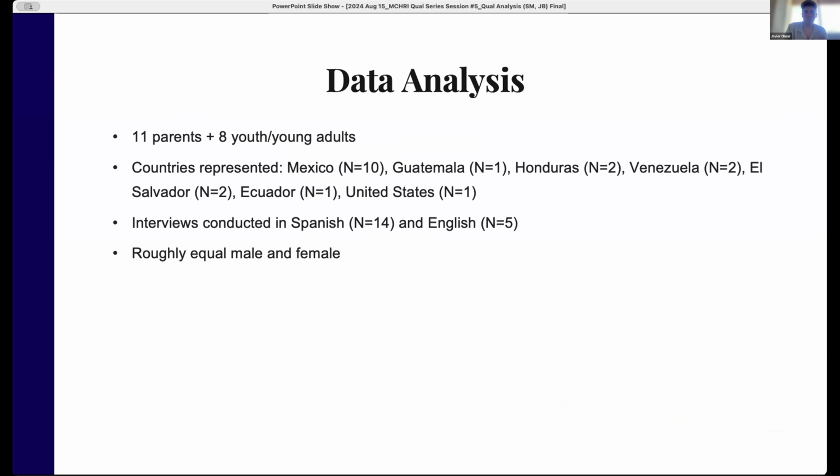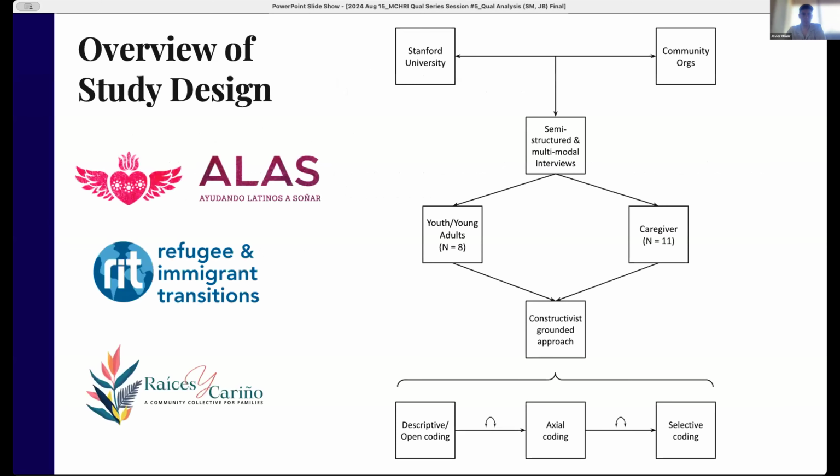And this just gives you a little bit more of a breakdown of our participants. We had 11 parents and caregivers and 8 youth and young adults, with a large portion of folks having their country of origin be Mexico, but we also have some Central and South American countries represented as well. Most of the interviews were conducted in folks' native language, so in Spanish, with a few being conducted in English, and we had a roughly equal balance of the two genders represented.